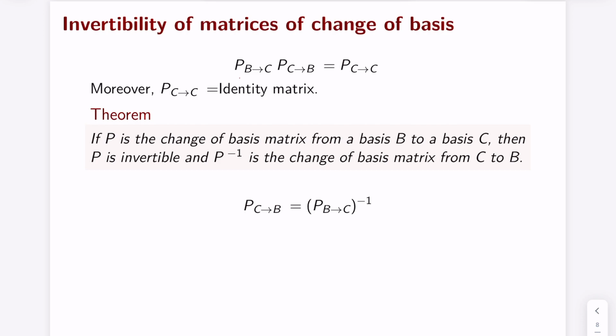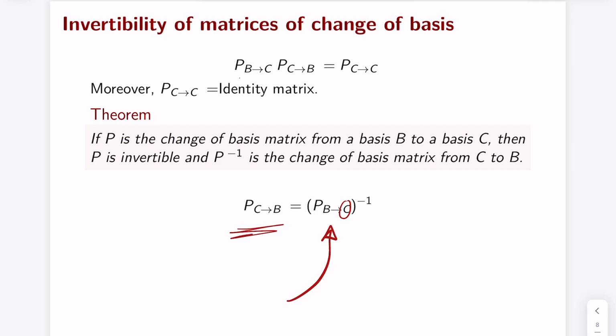And so this is an important result that tells us that if we need a matrix from C to B, we can calculate from B to C and then do the inverse. The point is that this is useful when this matrix is easier to calculate than this one. And this matrix is going to be easier to calculate when one of the bases is the standard one.